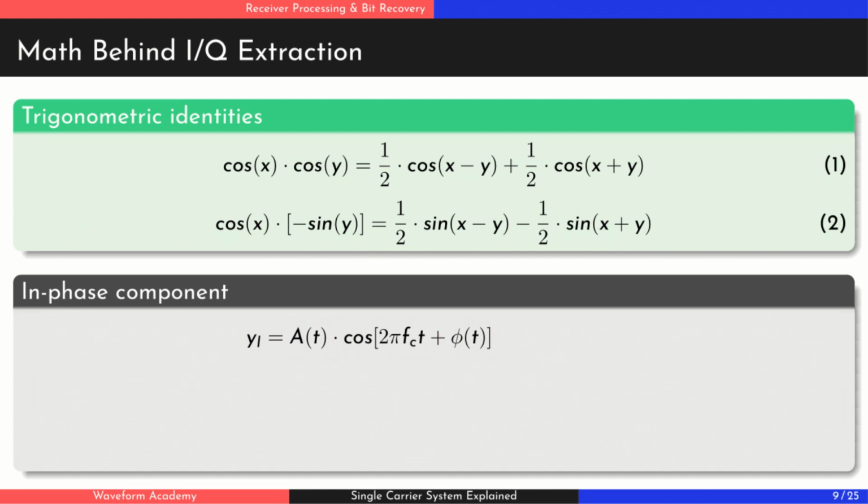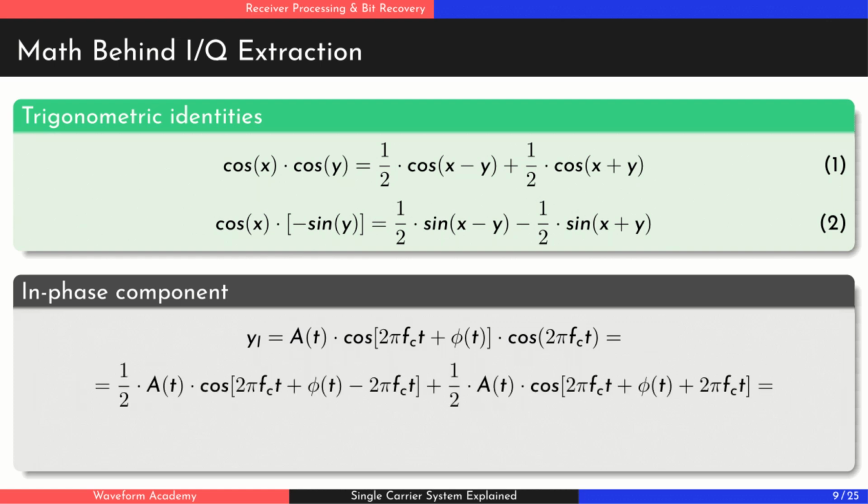In the receiver, this signal is multiplied by a cosine carrier in the first path. Using identity 1, this multiplication can be written as the sum of 2 terms. The first term represents the baseband component, which gives us the in-phase value. The second term is a high-frequency component at twice the carrier frequency.